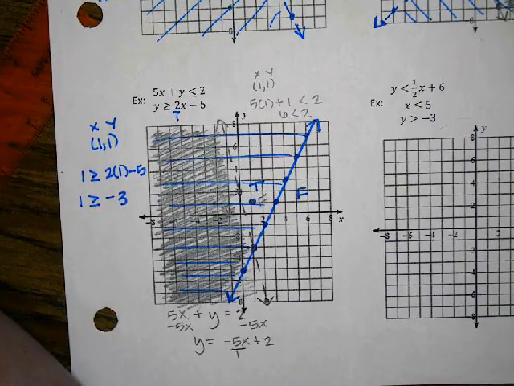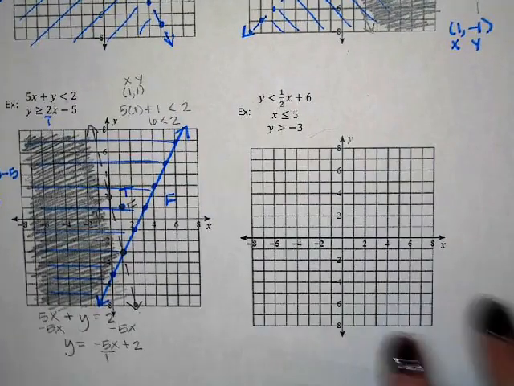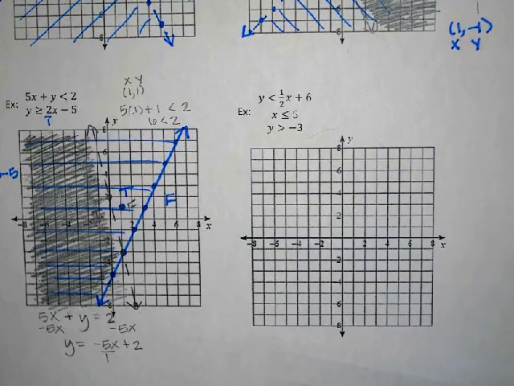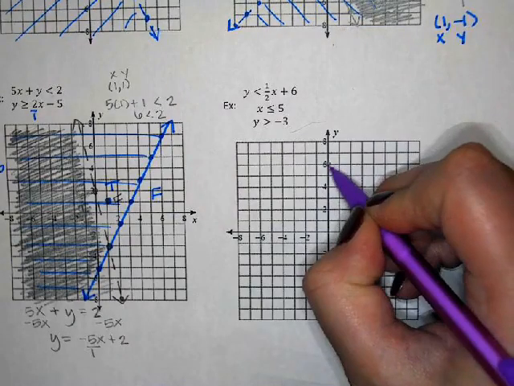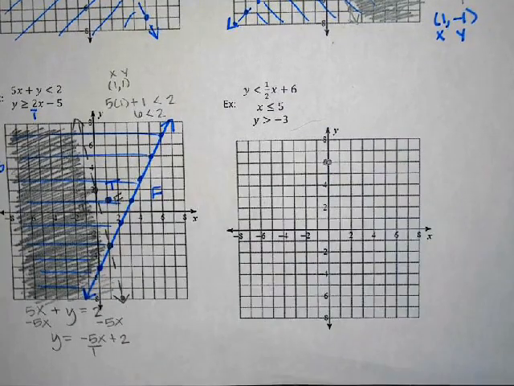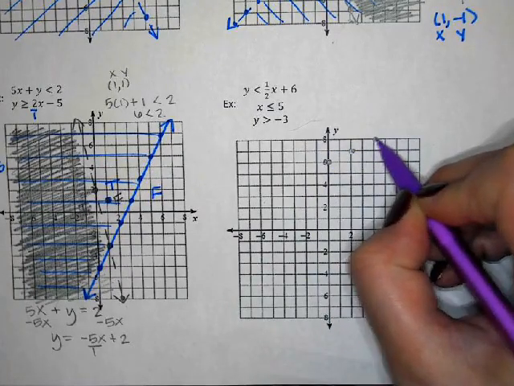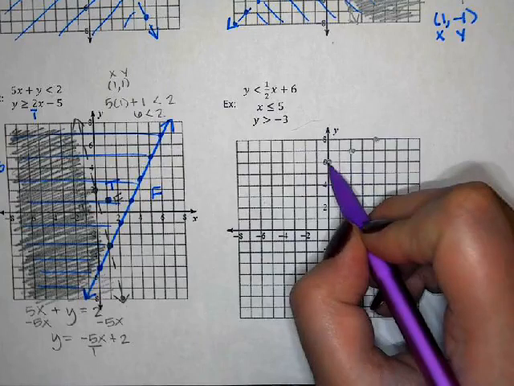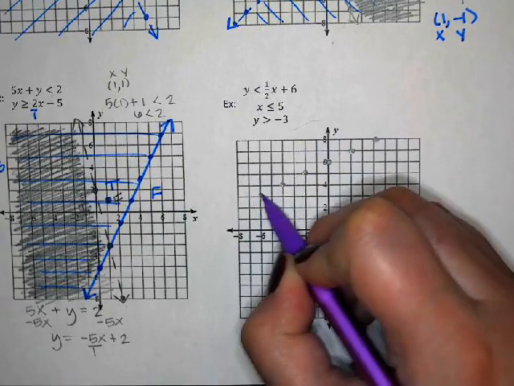Mm-hmm. Okay. All right, the next one has 3. Whew. Okay, we're going to need more colors. All right, where should I start the first one? 6. And where do I go from there? Up 1, right 2. Then I ran out of space, so I'm going to do the opposite. Down 1, left 2. Is this line dotted or solid? Dotted. Okay.